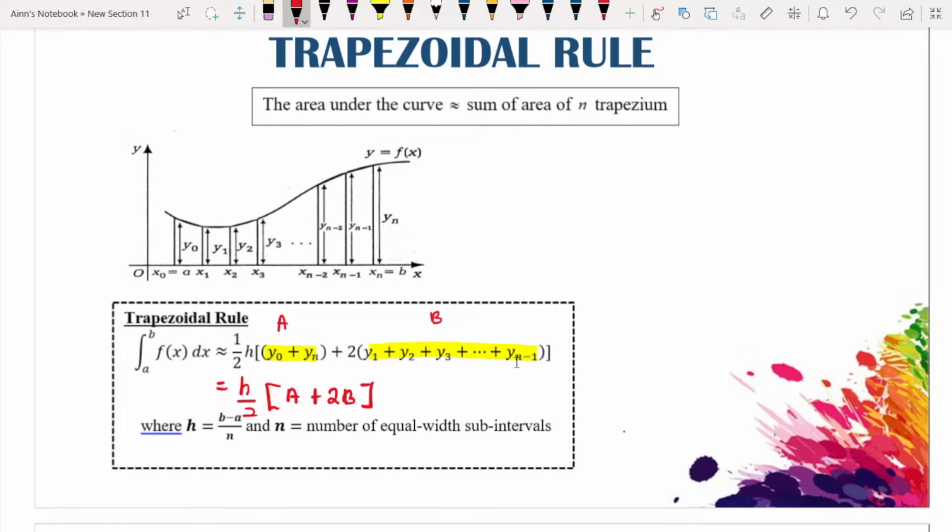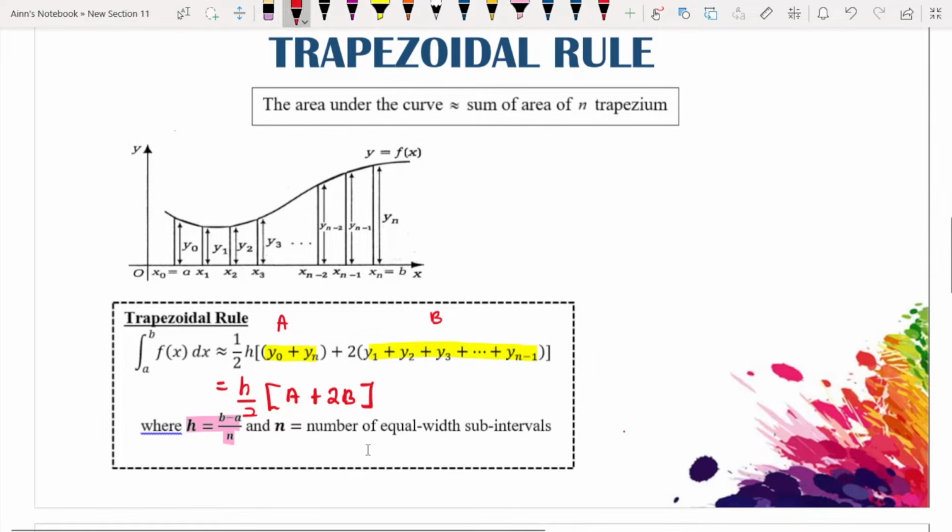As you can see here, h equals (b minus a) over n. So what is b, what is a, what is n? A and B are your limits, while n is the number of equal widths or subintervals.